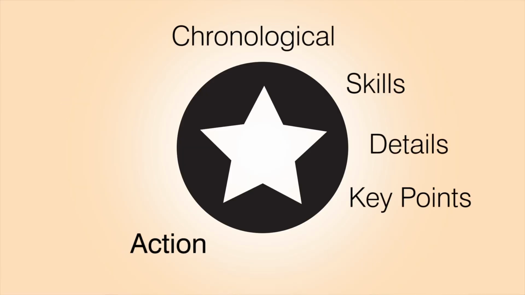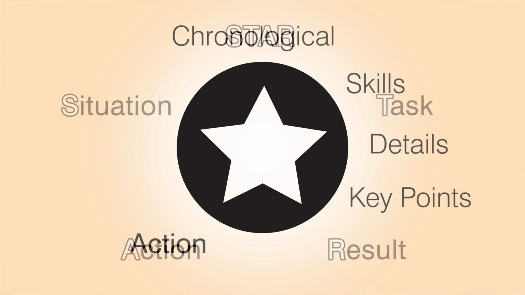The action section normally makes up the bulk of the story. You want to give enough detail here to demonstrate that you have the skill. Keep your answer relevant and focused. One way to do this is mention the skill in your answer. For example, if it's a question on teamwork, actually mention team in your story. Talk it through chronologically, focusing on the key points of your scenario.